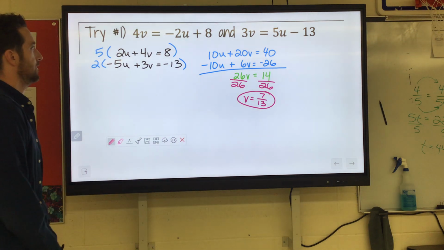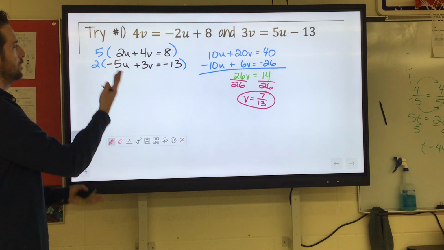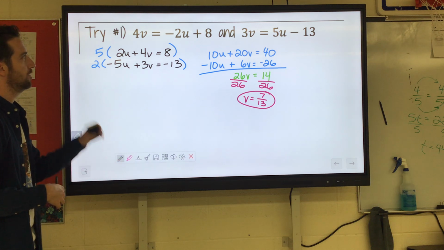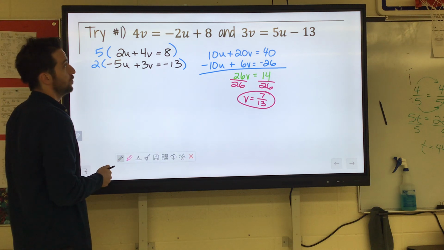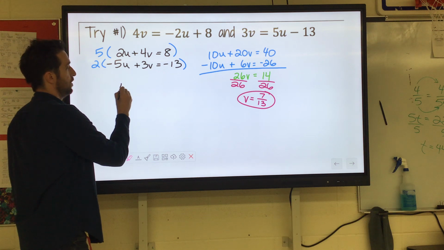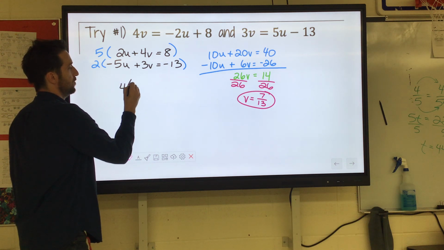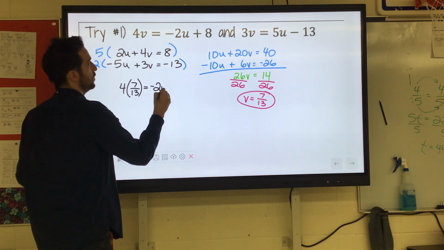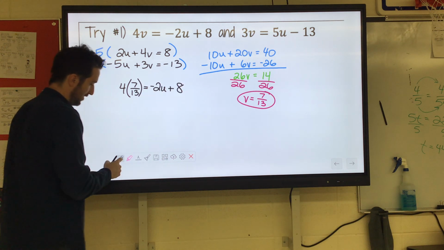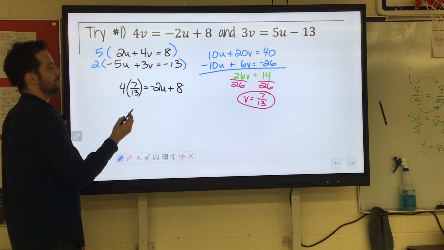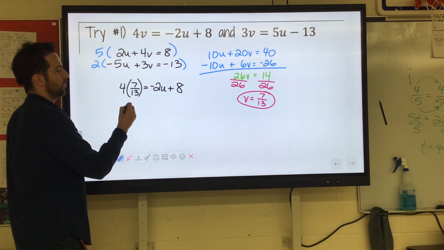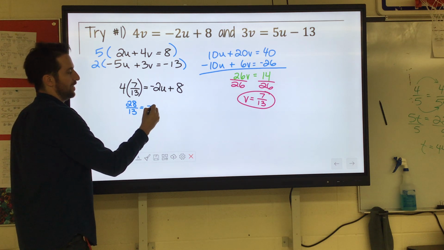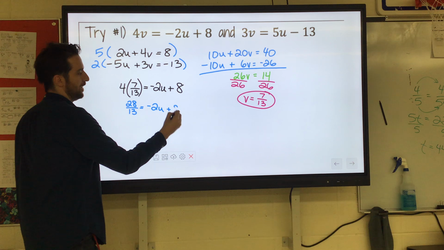All right, let's go with the first equation, the 4v. Oh, I'm solving. Yeah, that's good. 4v equals negative 2u plus 8. So 4 times v, which is 7/13, equals negative 2u plus 8. All right. So 4 times 7/13, that would give me 28/13 equals negative 2u plus 8.